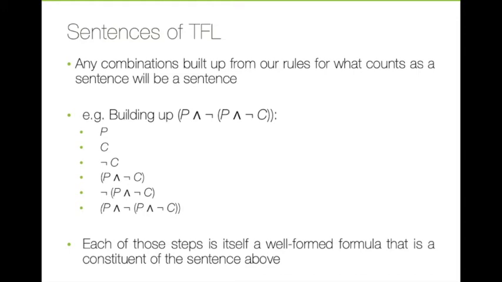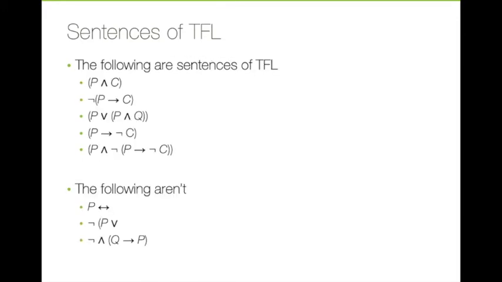That's the fourth line. And then we can take the negation of any sentence. So the fifth line is the negation of P and not C. And then we can conjoin something to that sentence. So in line 6, we get the conjunction of P and the negation of P and not C. Each of those steps is itself a well-formed formula that's a constituent of the sentences below it. Let's contrast sentences of truth functional logic with expressions that use the symbols but are not sentences.